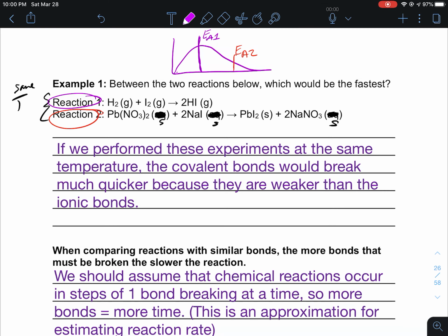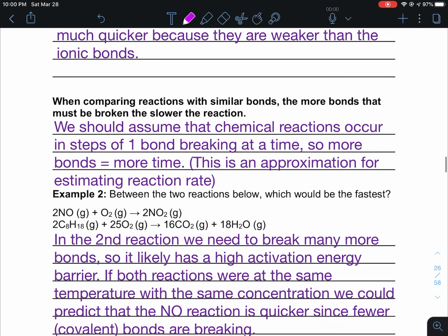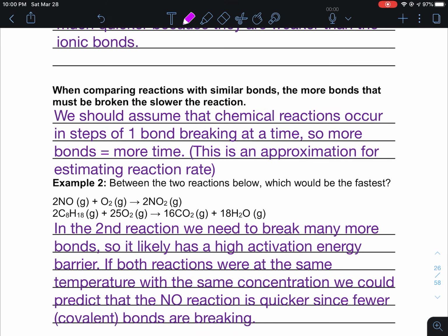So in both cases, you could have them at the same temperature, the same energy, the same distribution of atoms, but the activation energy is going to be much lower because the bonds that you need to break are much, much weaker. Now, if you had a bunch of chemical bonds that you needed to break compared to a few chemical bonds to break, then the reaction would proceed slower for the one with the more bonds.